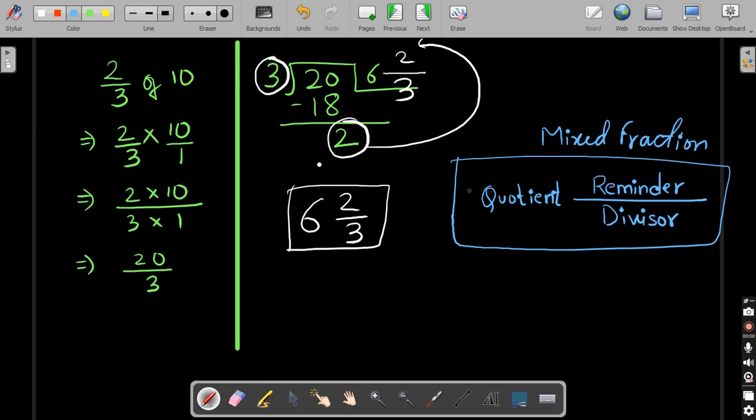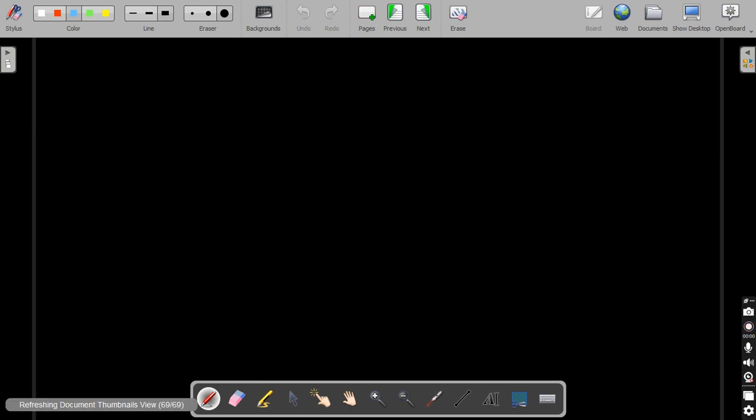Now let us take one more example. After that it will be easy for you. Let me take not 2 by 3 every time. Let us take a different example. For example, let me take 3 by 7. 3 by 7 of 9, for example.